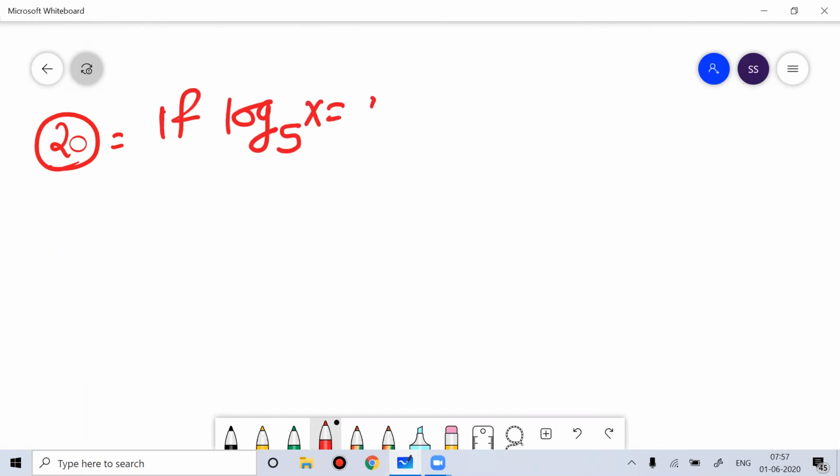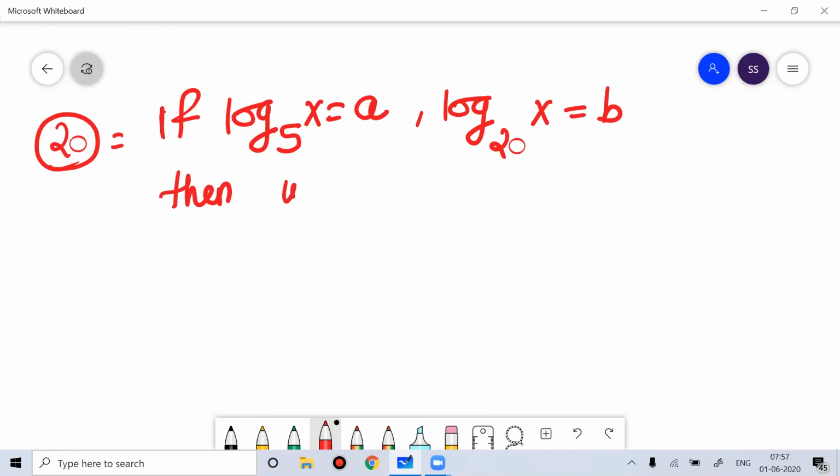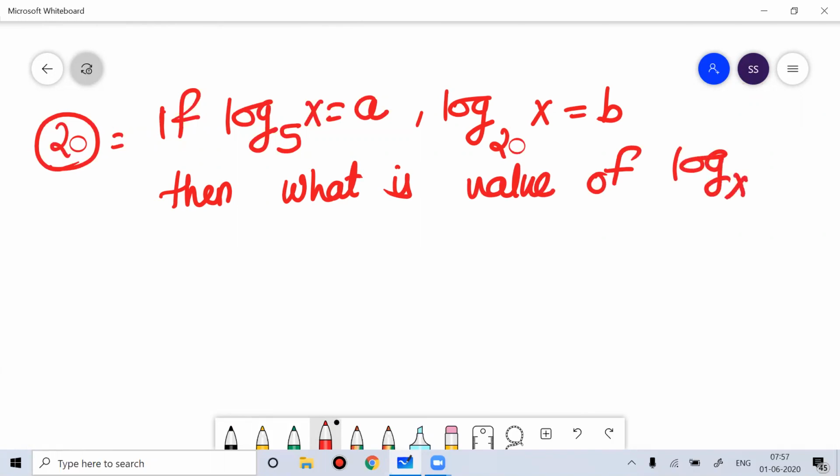Okay, so let's do the last question. This is question number 20. If log base 5 of x is equal to a, log base 20 of x is equal to b, then what is the value of log base x of 10?